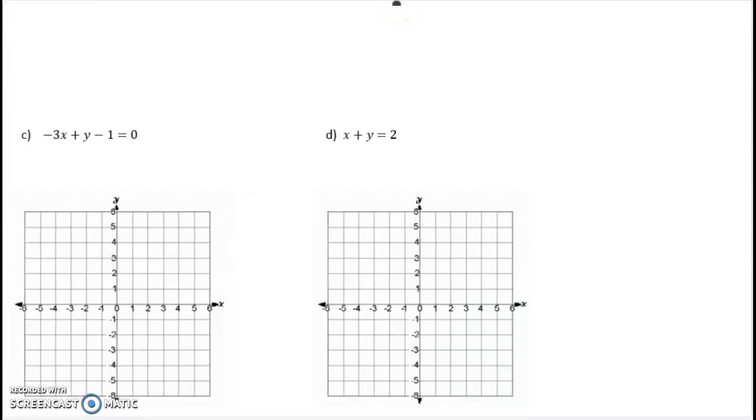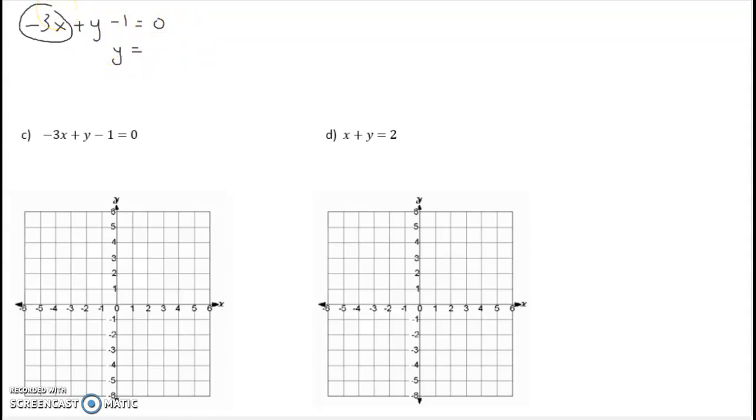Last set of questions, C and D. So we're going to graph these. When we look at this, it's not in y-intercept form. We want it to be y equals mx plus b. Okay, so we have to rearrange this. Negative 3x plus y minus 1 equals 0. So we're going to change it to y equals.